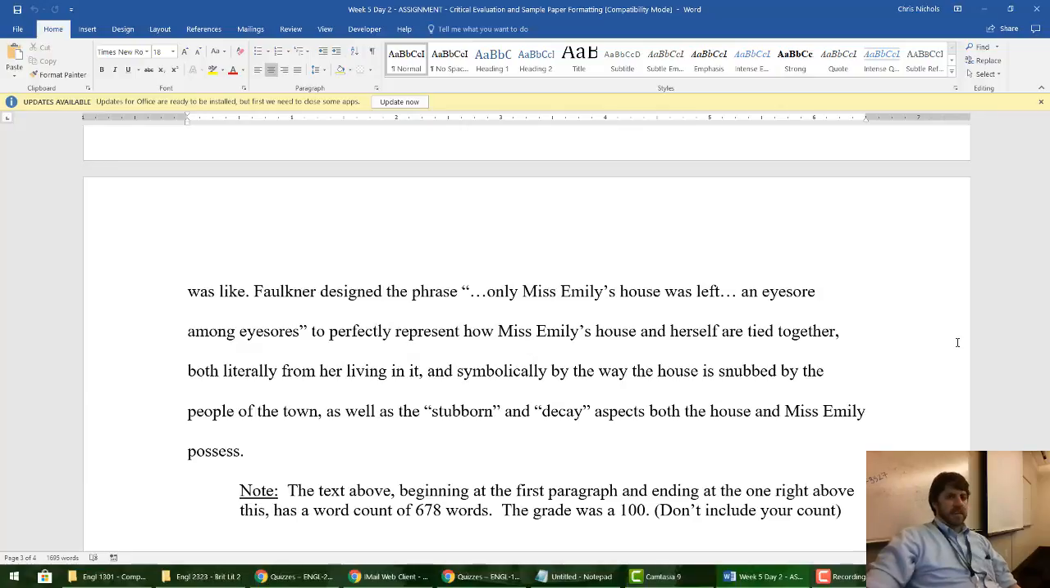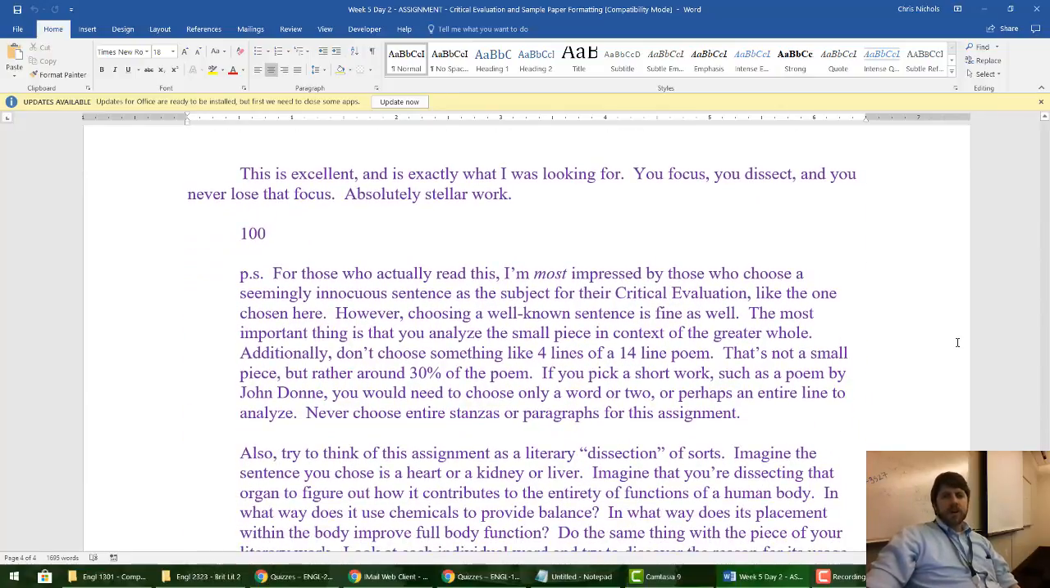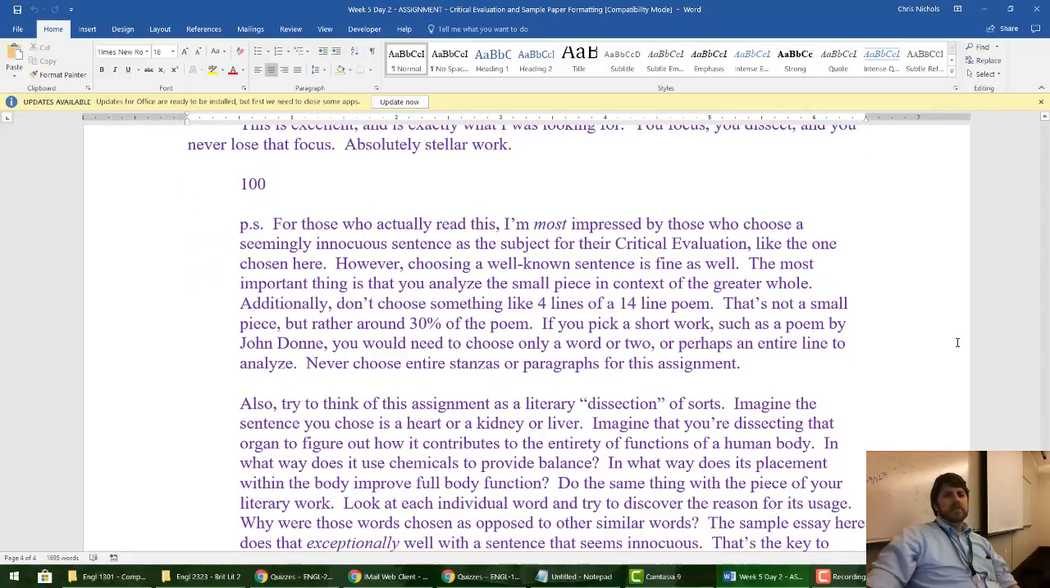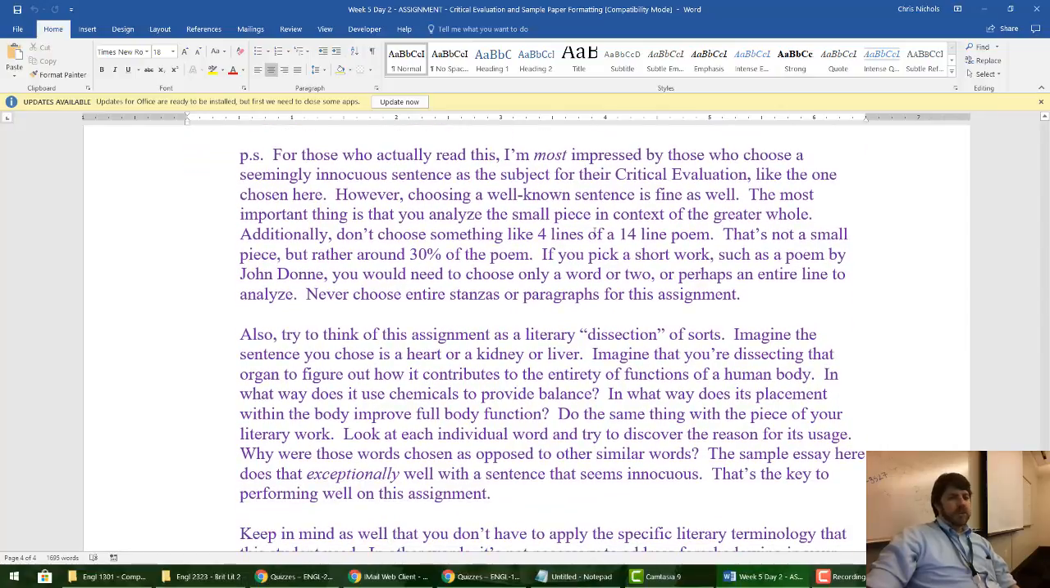So like I said, I told her it was excellent, absolutely what I was looking for, stellar work. And I told you that I'm most impressed if you pick something small I wouldn't have noticed before, but you make it important to me. And when I say something small, like a small selection, don't go find a short poem, like say Epitaph, and then tell me the first 6 lines of the 8-line epitaph are really important.